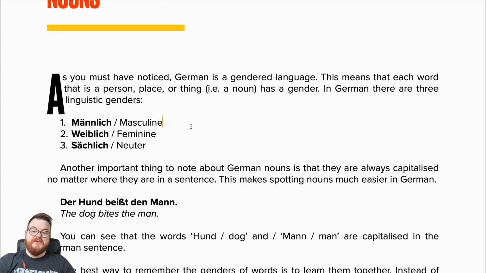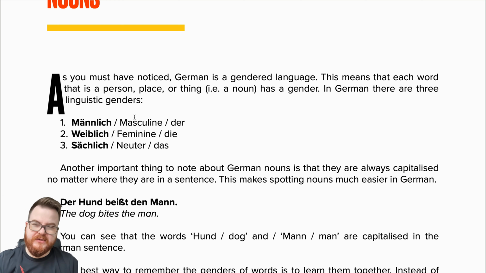And we use different words for the as well whenever we're talking about things. So, for example, for a masculine noun, the word for the would be der. For a feminine noun, it would be die. And for a neuter noun, it would be das. Those are what we call definite articles. In English, we use the. We don't have linguistic gender anymore in English like we used to when we spoke Old English.